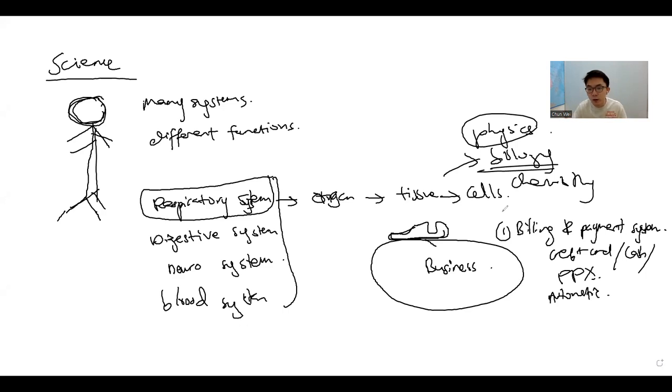And then for billing, it's like what? So when you sell shoes, you see, when you go to One Utama, you go to the shopping mall, you go into the store, you go to Nike, when you pay, how does it work? You think that the thing just appears out of nowhere.